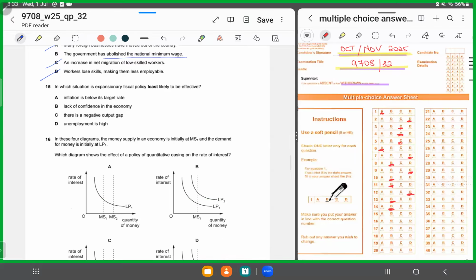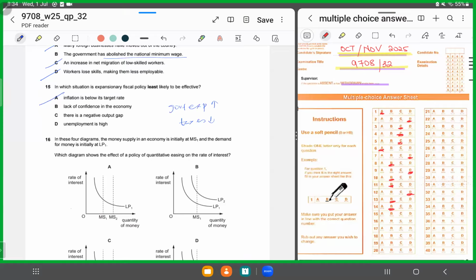Number 15. In which situation is expansionary fiscal policy least likely to be effective? That means even though the government is increasing its expenditure and reducing the taxes, it's not being effective. When would that be? A says inflation is below its target. It cannot be A because if it's below its target, we would be using expansionary policy to achieve it.